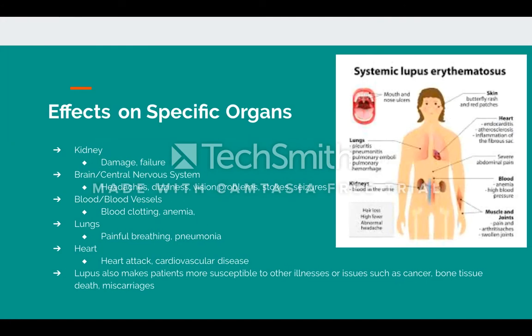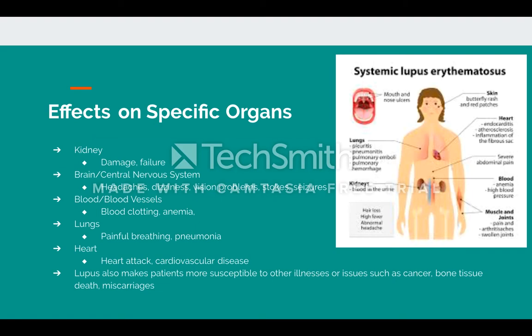Effects on specific organs. SLE is a very patient-specific disease. Lupus may not cause all the same issues in one patient as it does in another. These issues are all caused by the inflammation and damage of the tissue that lupus brings on. There are different effects you'll see on every organ.